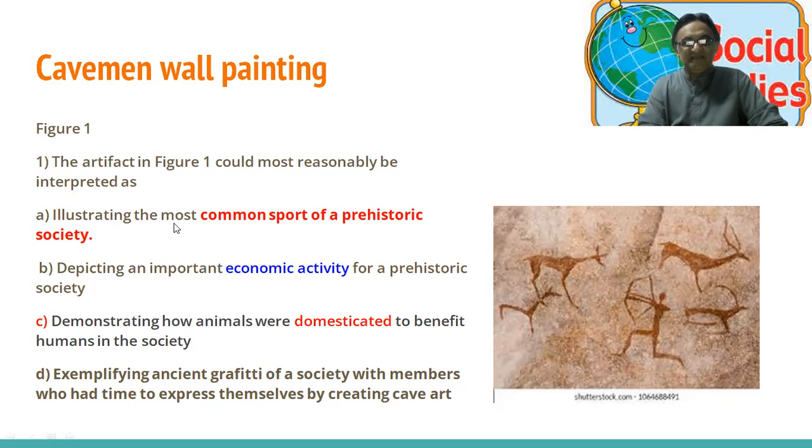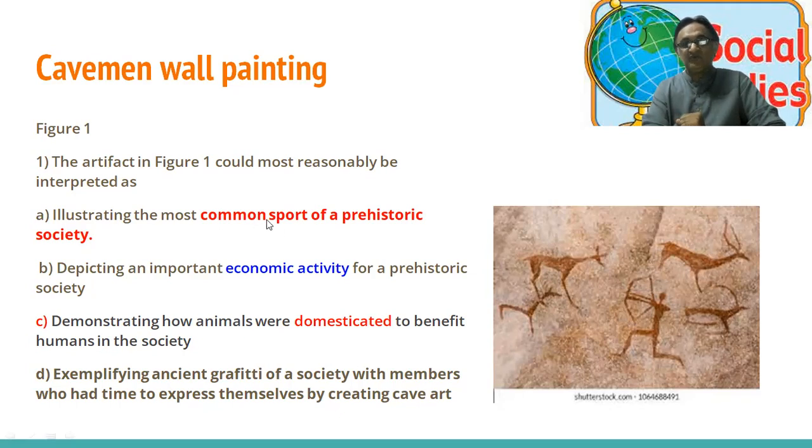The first option is illustrating the most common sport of a prehistoric society. Now I said prehistoric society means no written record. If you see this picture, this painting is an art, and art and literature were part of a developed or cultural society. So one thing is very clear, that option 1 is not about a prehistoric society. They have this written record. This is one point why the first option is incorrect.